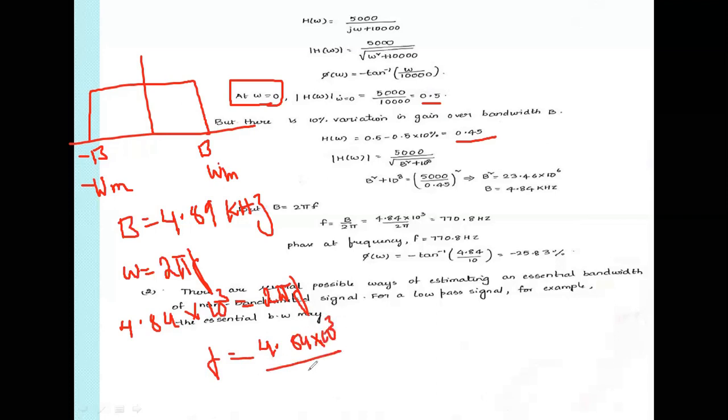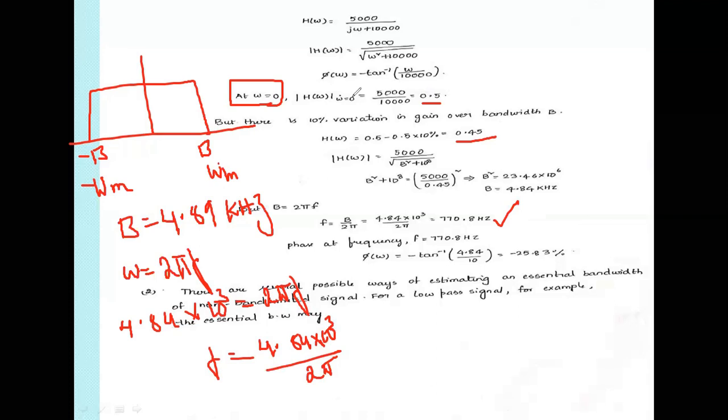So b is equal to omega m, and omega is equal to 2 pi f. We got omega as 4.84 into 10 to the power of 3, because it's a kilo, is equal to 2 pi f, and f is equal to 4.84 into 10 to the power of 3 whole divided by 2 pi. So after calculation, we will get 770.8 hertz as the frequency.